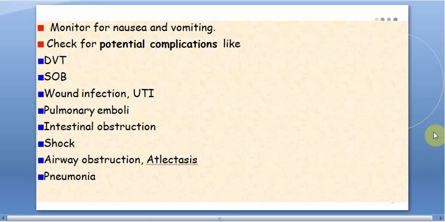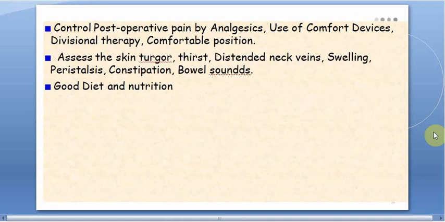Then check for any potential complications like deep vein thrombosis, shortness of breath. Okay, then wound infection, UTI, that is urinary tract infection, then pulmonary emboli. This is all I will discuss in the complications. Okay, then intestinal obstruction. Okay, shock, atelectasis, airway obstruction, pneumonia. All these are actually the complications in the post-operative period. So I will discuss in detail all of this. Okay, so all that potential complications have to be assessed.